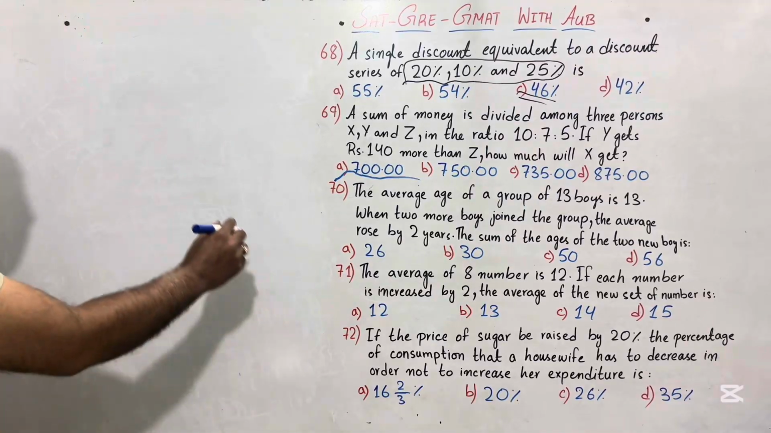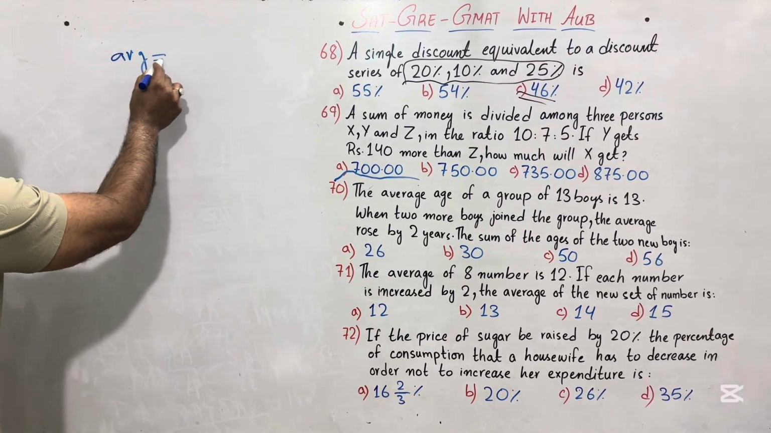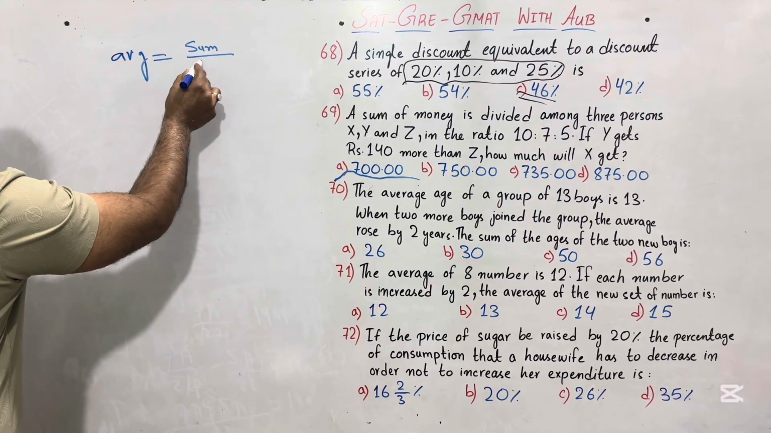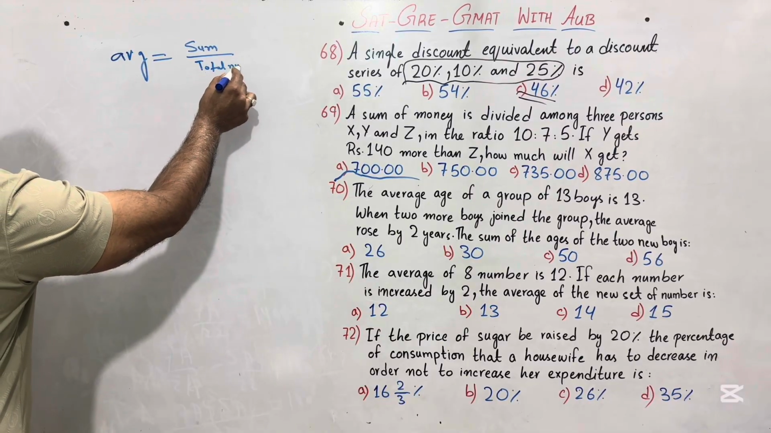We have been given the average. Average is given by the simple formula: the sum of the ages divided by the total number of the boys.